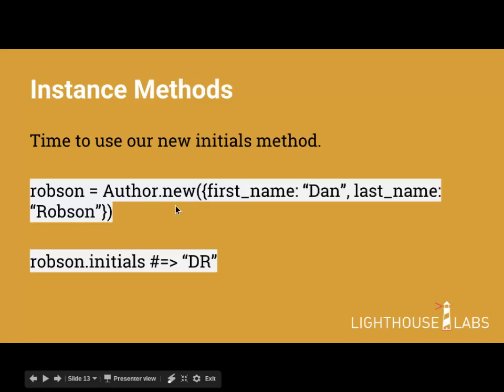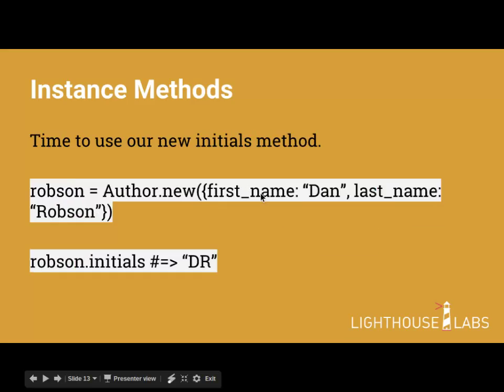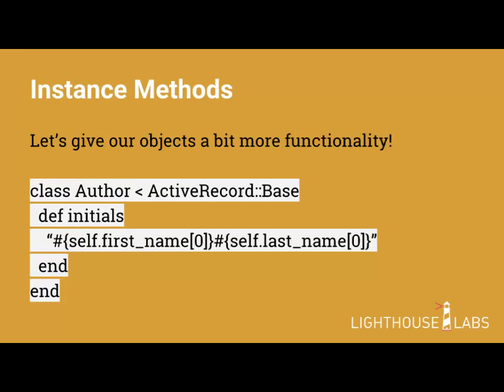We created a new author, first name Dan, last name Robson. Here's that initials method defined in the previous slide. It does exactly what I described. It takes that first name, assigned here, and takes that last name, assigned here. See the index 0, that's on a string. Give me the very first character. Every letter in the string has an index, so give me 0, the one at the very beginning. Do the same for the last name.